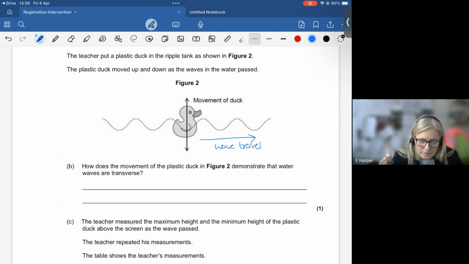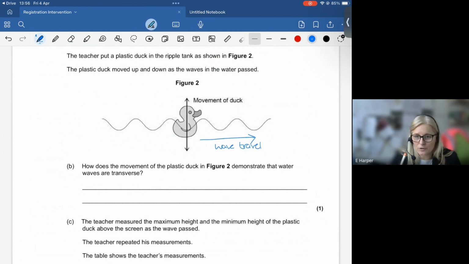So it's asked you to identify how the movement of the plastic duck in that figure demonstrates the water waves are transverse. That simply means that the direction of travel of the water is in this direction, where the movement of the particles is in that direction. That's a right angle, so that's perpendicular.